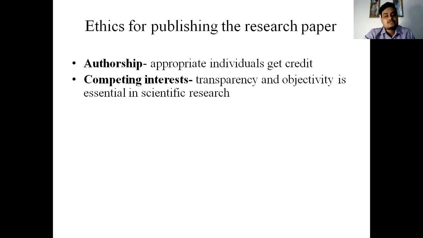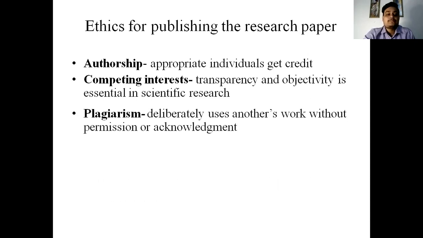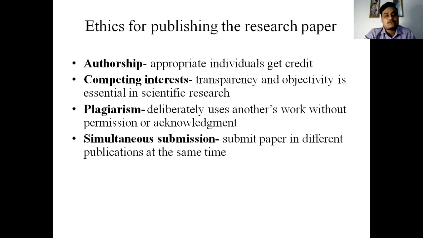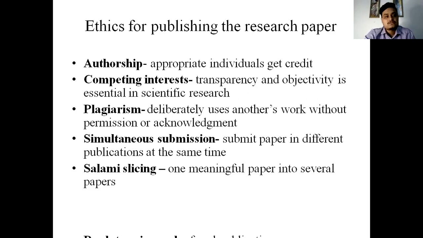Then competing interest, that means transparency and objectivity is essential in every scientific research. Then plagiarism. Deliberately using another's work without permission and acknowledgement leads to plagiarism, or copying in normal language, which will not give you a good research paper in a good journal. Most of the time when people copy things without acknowledging and without permission, it is not considered or not published in peer-reviewed journals. Then simultaneous submission. If you submit the paper to different publications at the same time, it is a violation of ethics. That should not be done.